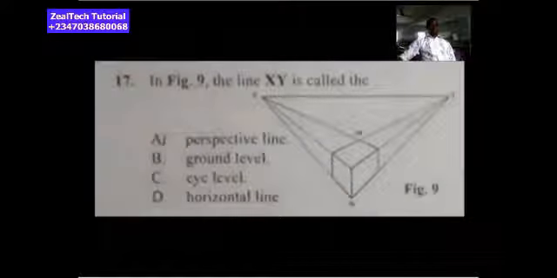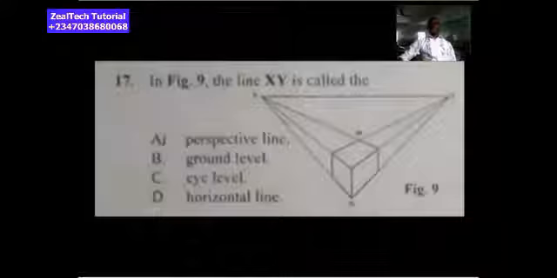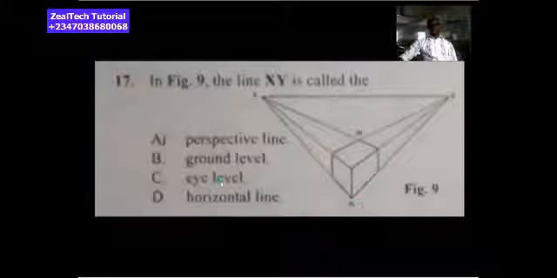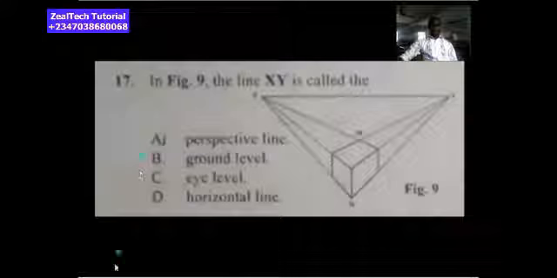Number 17, figure 9. In figure 9, the line XY is called the ground level, horizontal level. Yes, that's the horizontal level. Perspective line, this is perspective line. Ground level is not in this, it's not shown here. Eye level is not shown in this drawing, except the horizontal level, and that is the line at the back, XY. The correct answer here is D.